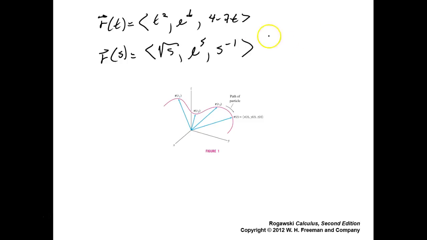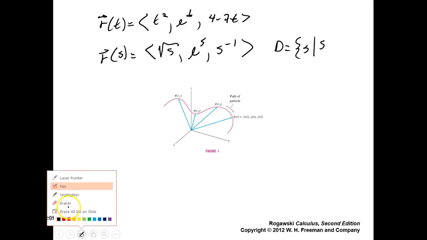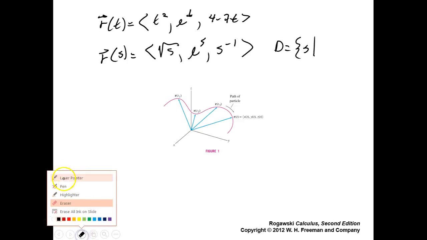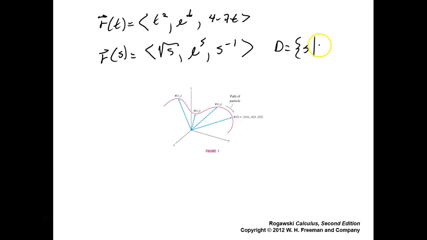So they say the domain is equal to the set of all real numbers S such that S is, okay. I'm going to put it the way the book did. I usually don't include, yeah, I could have done it there. I'm sorry. Okay. All real numbers S such that, no.